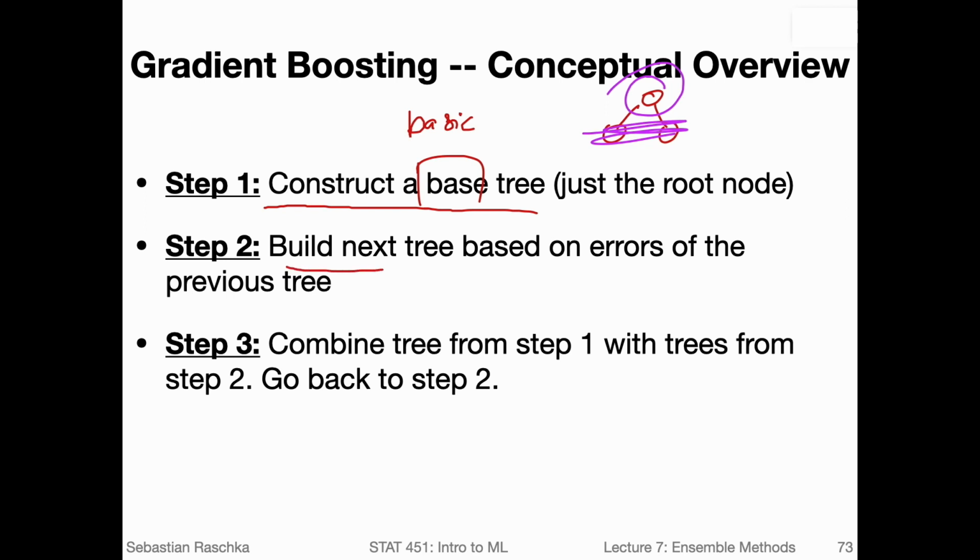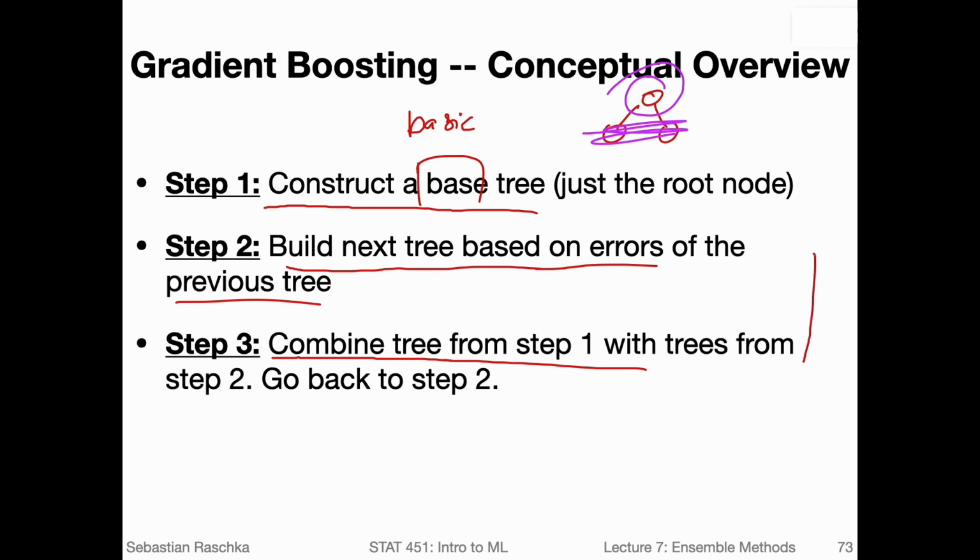Then we build the next tree in the next iteration based on the prediction error of the previous tree. So we are building a new tree based on the error of the root node. And in step 3, we then combine the trees from step 1 and step 2 and then go back to step 2. So we repeat this process multiple times.